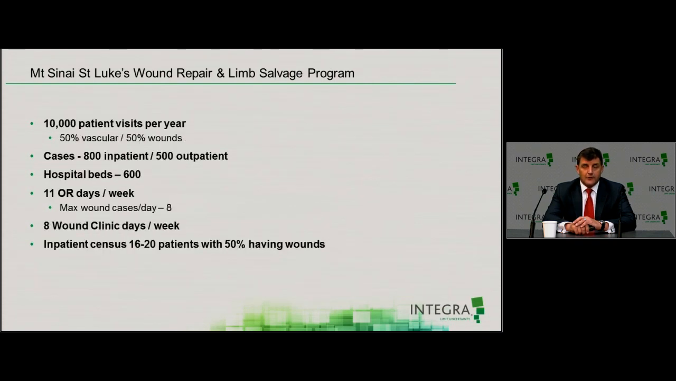Our overall volume is 10,000 patients per year, with about 50% of those being vascular and 50% of those being wounds. In every given year we do 800 inpatient cases in regards to tissue regeneration, tissue debridement and replacement, and about 500 outpatient cases. Our overall hospital represents 600 beds with 11 OR days a week, so we have 2 OR days every day with 2 surgeons in the operating room.